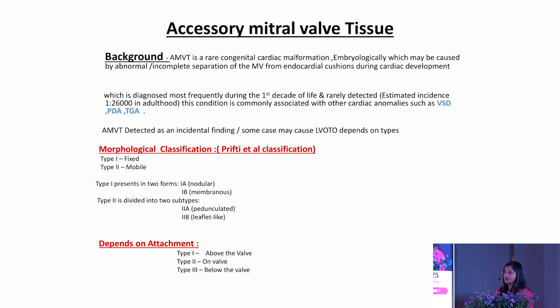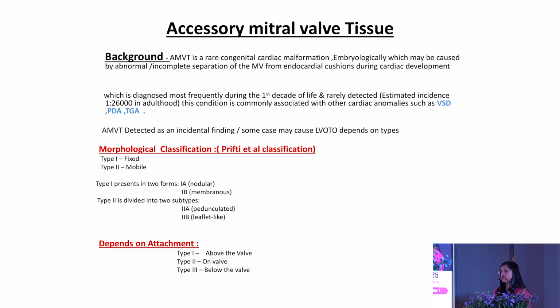Accessory mitral valve tissue is a rare congenital cardiac malformation which occurs because of abnormal or incomplete separation of the mitral valve from the endocardial cushion during cardiac development. Rarely it is associated with VSD, PDA and TGA. Most of the time it is an incidental finding; depending on the attachment, it can lead to left ventricular outflow tract obstruction.